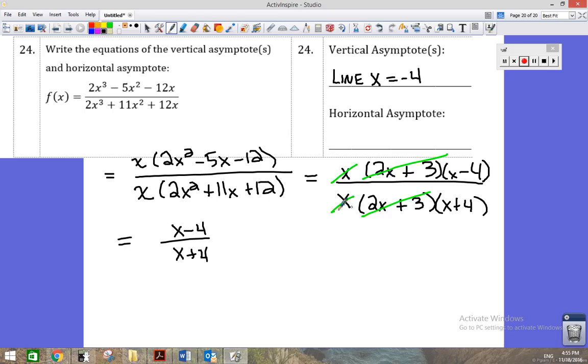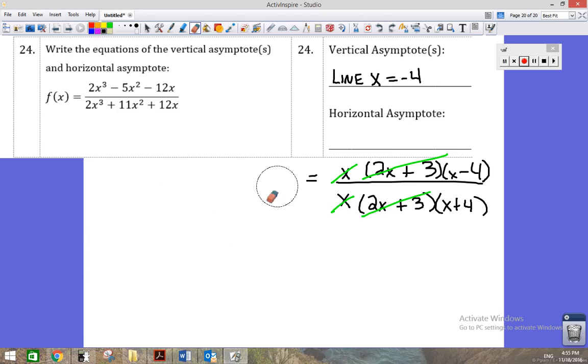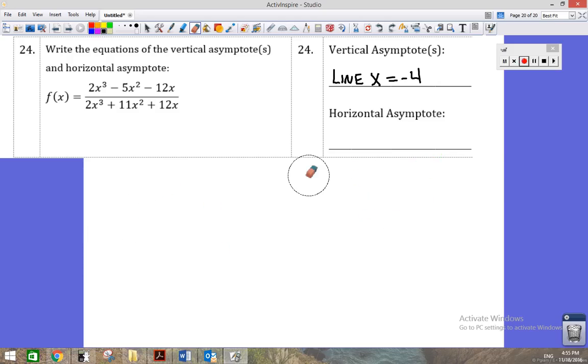Now, for the horizontal asymptote, we compare the degree of the numerator against the degree of the denominator. So I'm going to erase all this. I don't need to see that in factored form to determine the degrees. The degree of the numerator is 3. The degree of the denominator is also 3. So there is a horizontal asymptote. It's the line y equals. When it's bottom heavy, it's y equals 0. When the degrees are equal, we just divide the leading coefficients. 2 divided by 2 is 1. So there we have it. We have one vertical asymptote and one horizontal asymptote, and there are the equations.